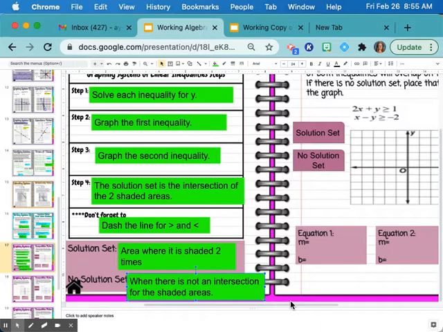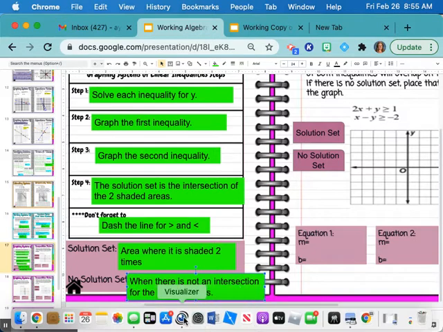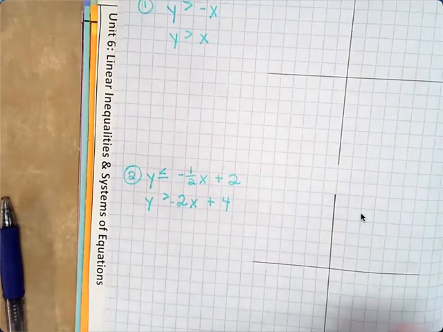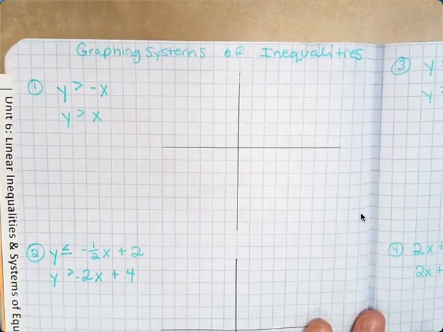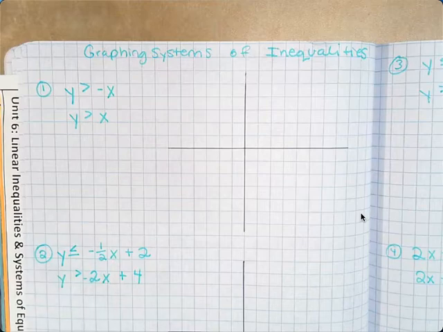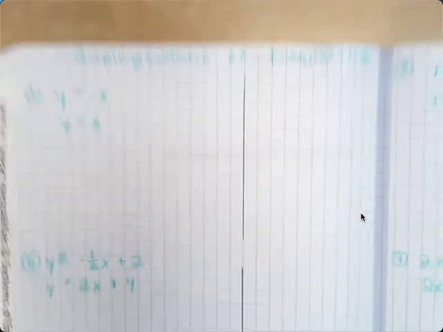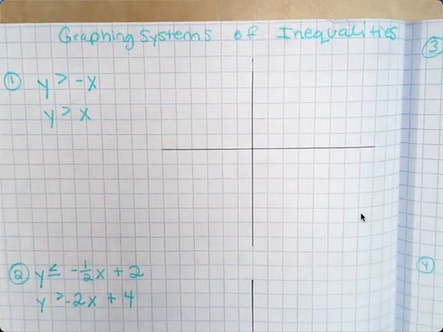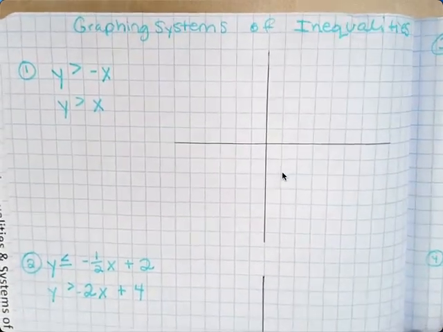Okay, we aren't going to start by graphing these on the computer. We're going to start by graphing it on paper, actually in your composition book. So open up your composition book to the next page. And title it Graphing Systems of Inequalities.